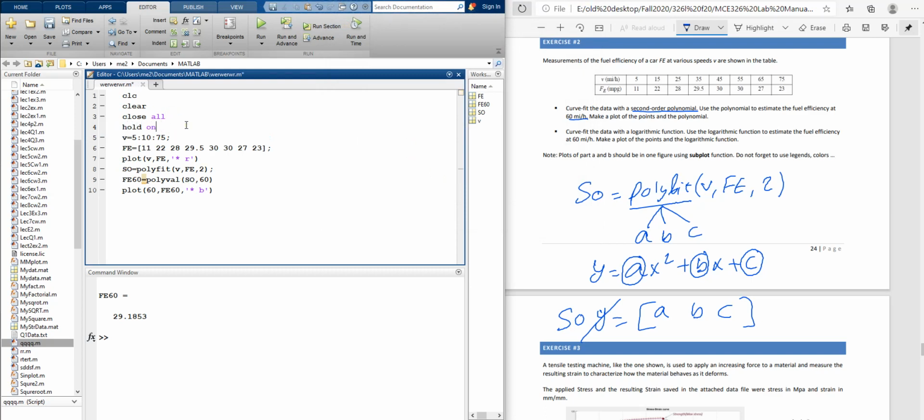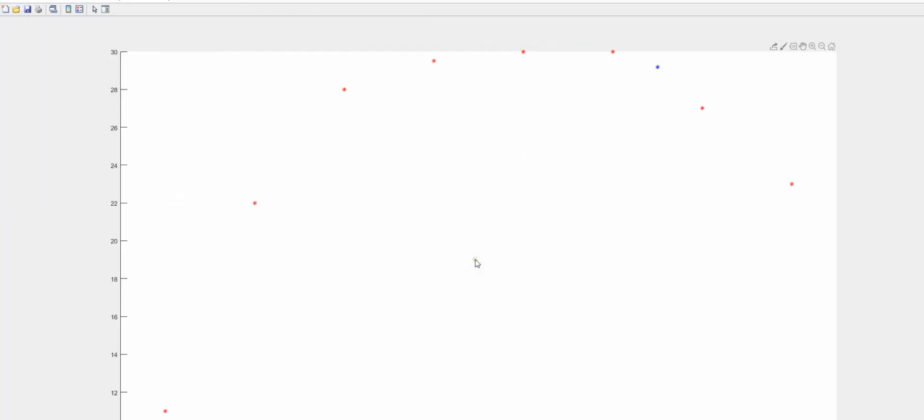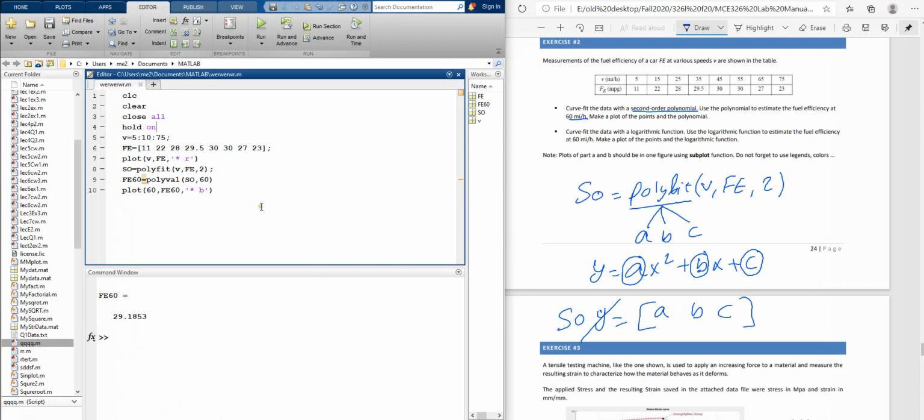Hold on like this. Save. Run the program. See all of them together. See all of these points. The red one is the experimental one. The blue one, we got from the polyfit function, second order.